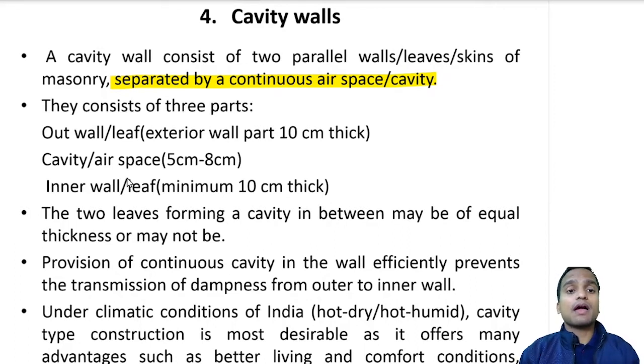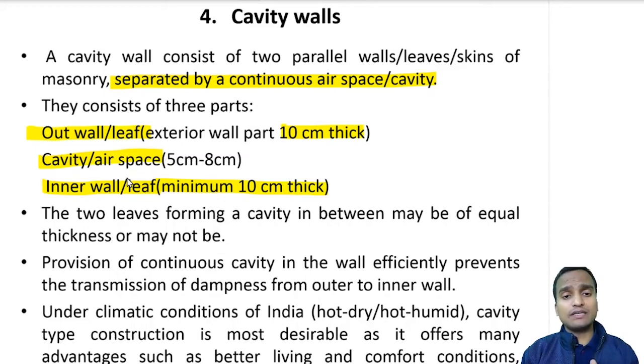They consist of three parts. One is the outer wall, which we call leaf also, and it is generally 10 centimeter thick. Then there is the cavity: after the outermost wall there is a cavity or air space of almost 5 centimeter thick, and then there is the inner wall or leaf, again minimum 10 centimeter thick.